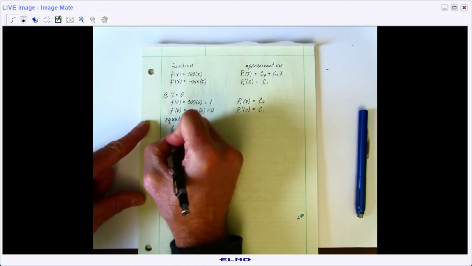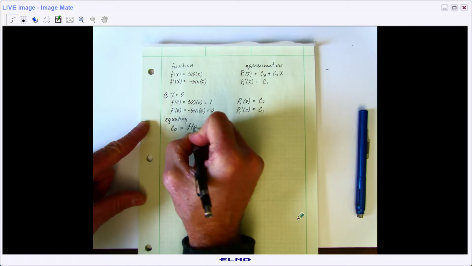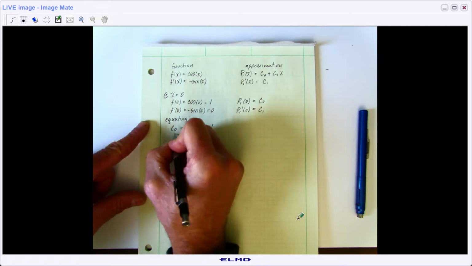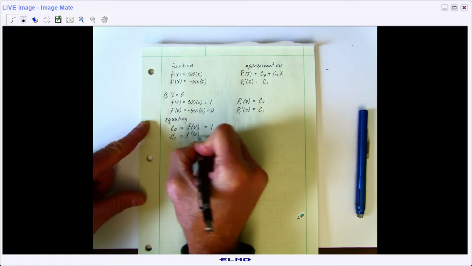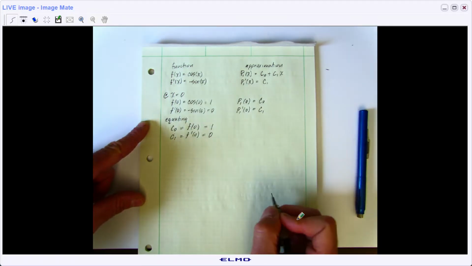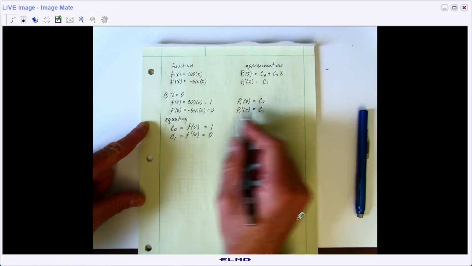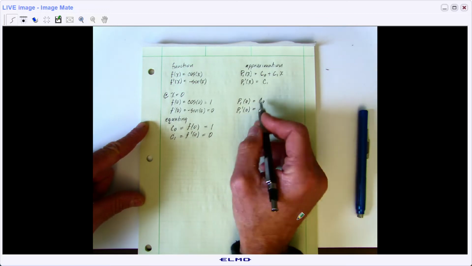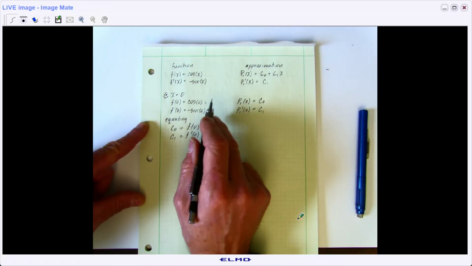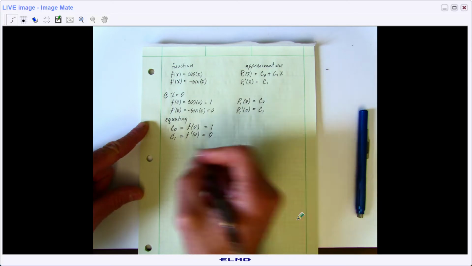We want C0 to be equal to F(0), which equals 1. We want C1 to be equal to F prime at 0, which in this case is equal to 0. Does everybody see how that works? So I want this value to be the same as that value, right? But that value is just the derivative of the function. I want this value to be the same as that value, but that value is just the function evaluated at 0.